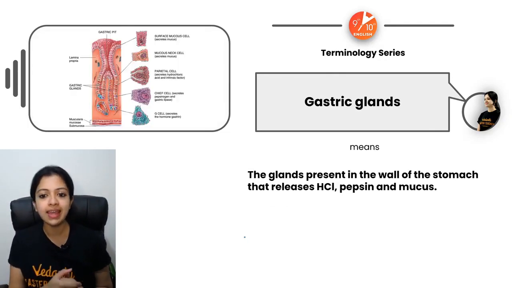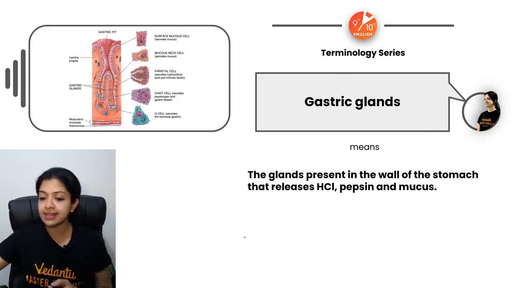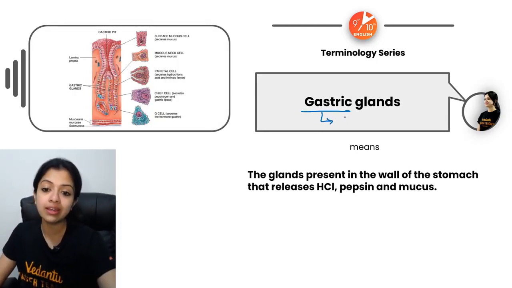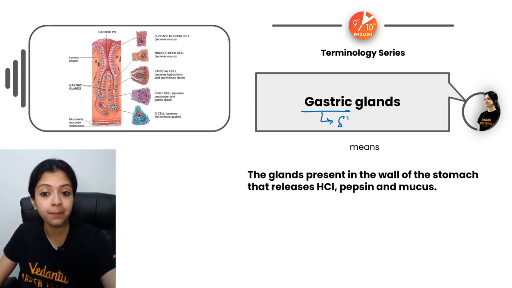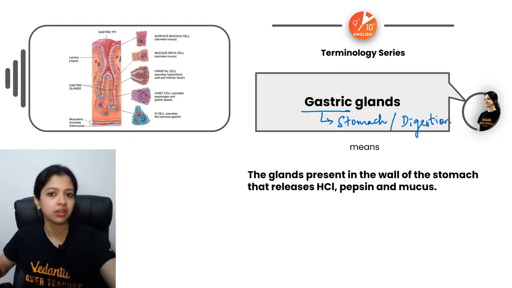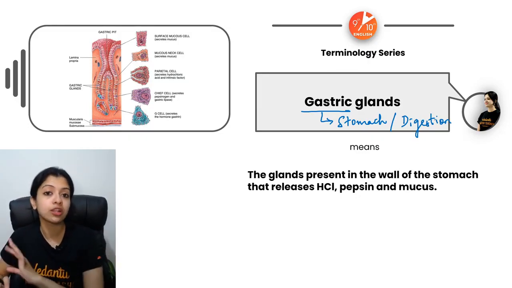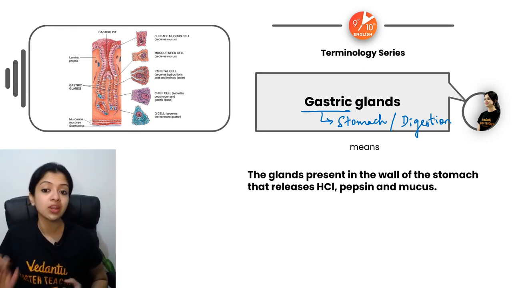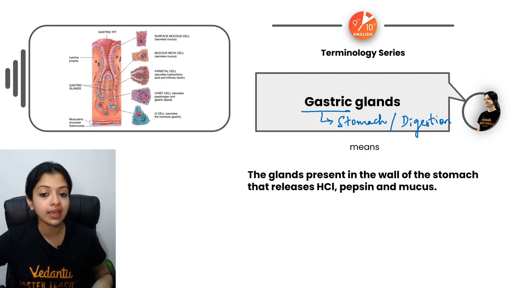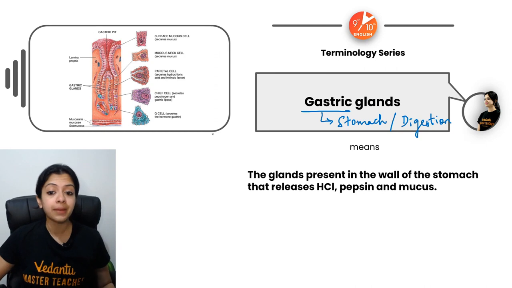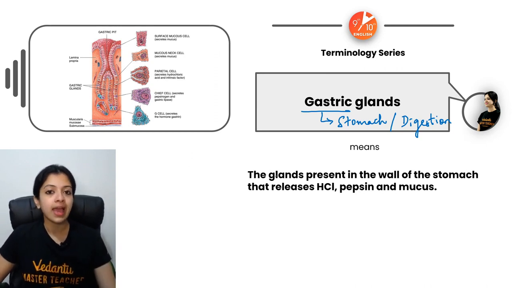Okay, right. Next up, gastric glands. Now, children, remember, whenever you hear the term gastric or gastro, remember it's something to do with your stomach or something to do with your digestive tract in general. Something to do with digestion in general. Okay, so gastroenterologist would be a doctor who specializes in your alimentary canal health, right? So gastric glands are generally those that are found in the wall of the stomach, and they can release what we call gastric juice comprised of HCl, pepsin, and mucus.